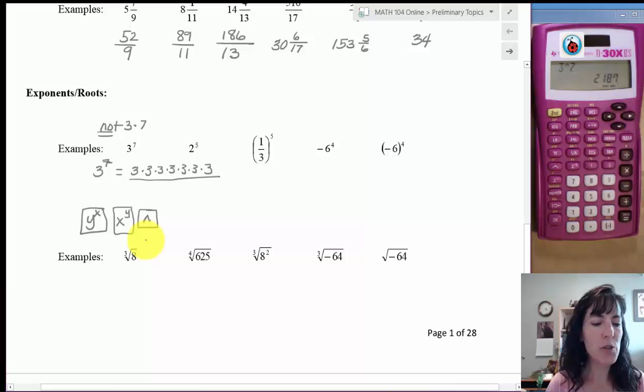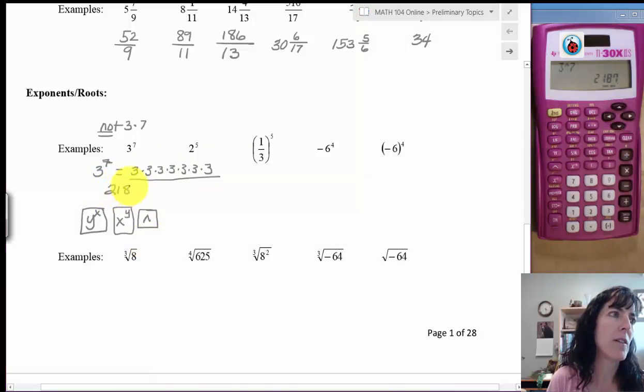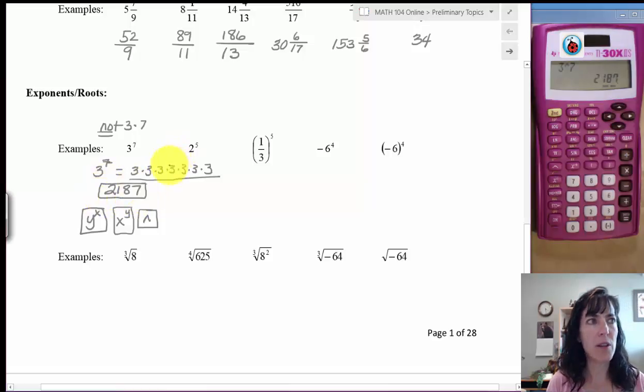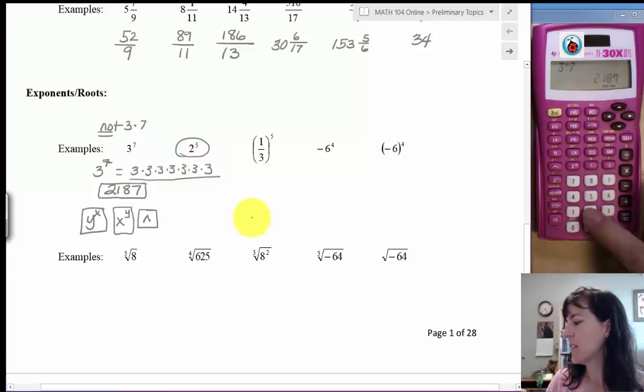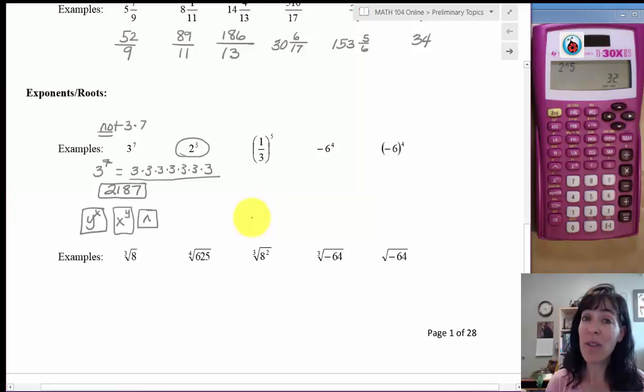And then enter, so it tells me it's 2,187. And that is my result, 3 to the 7th. So I have another one here. Go ahead and give it a try, and then we can compare answers. Two to the 5th, I got 32.